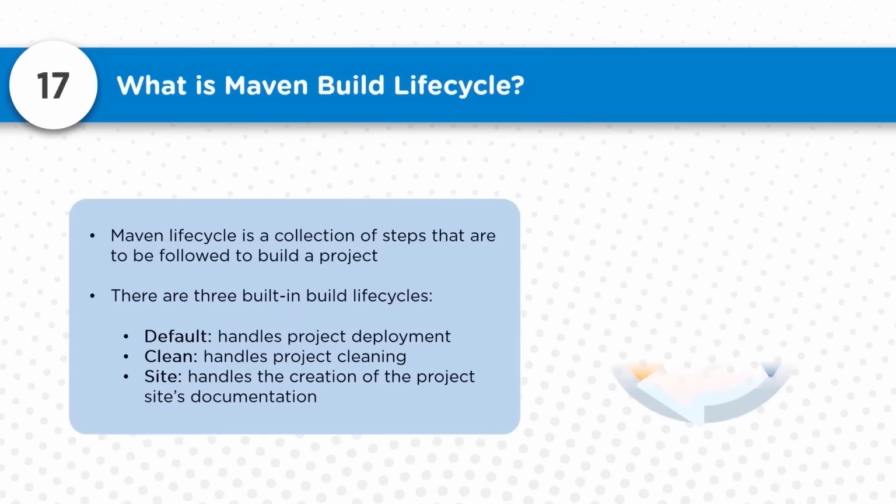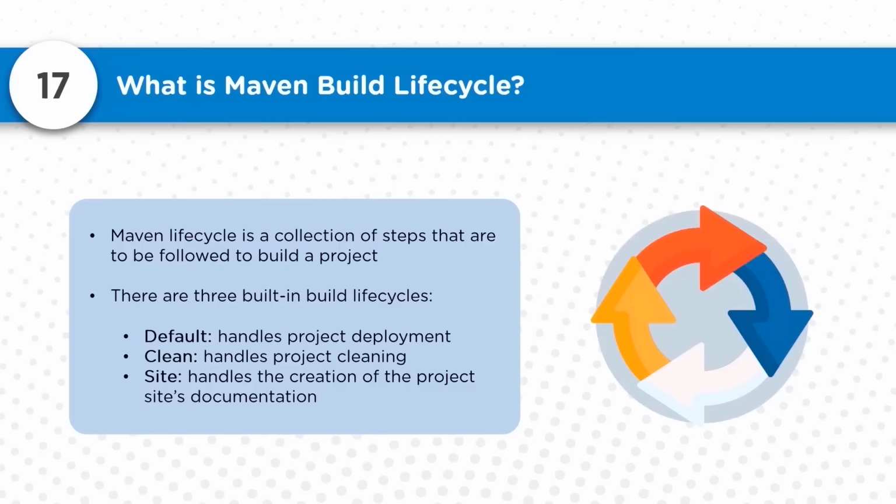So these are the 3 steps in which the overall build or any kind of execution of the pom.xml file really happens. Now what exactly is the Maven build lifecycle? The Maven lifecycle is nothing but a collection of steps that need to be followed for doing a proper build of a project. There are primarily 3 built-in cycles available. Default, which handles the project deployment; clean, which handles the project cleaning; and site, which handles the creation of the project site documentation. So these are the 3 primary built-in build life cycles which are available.